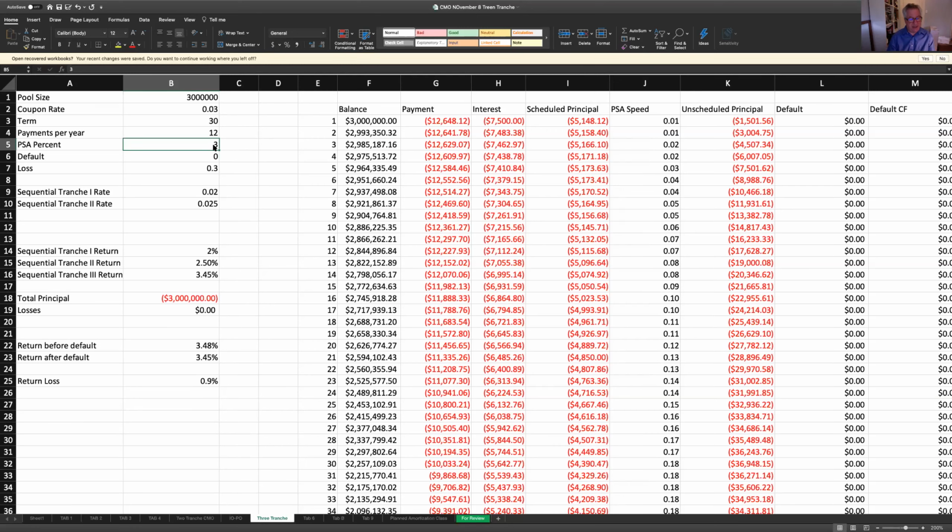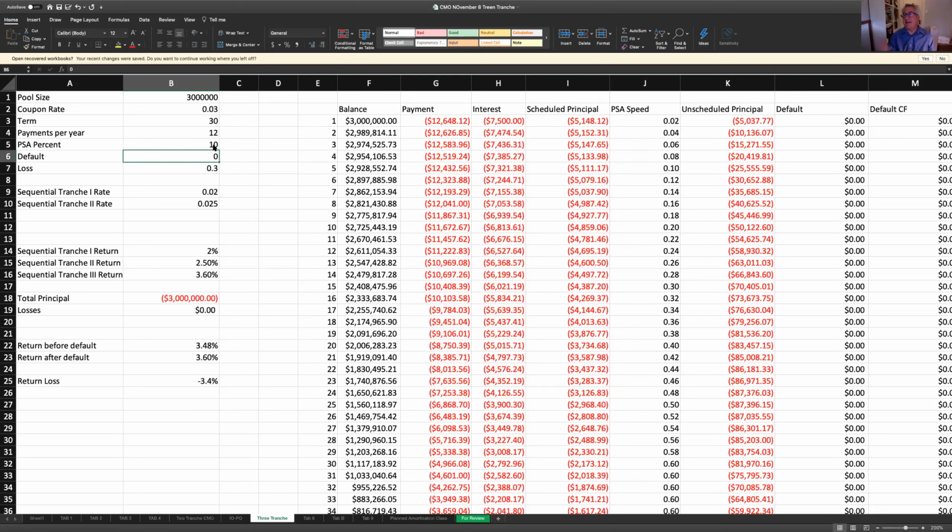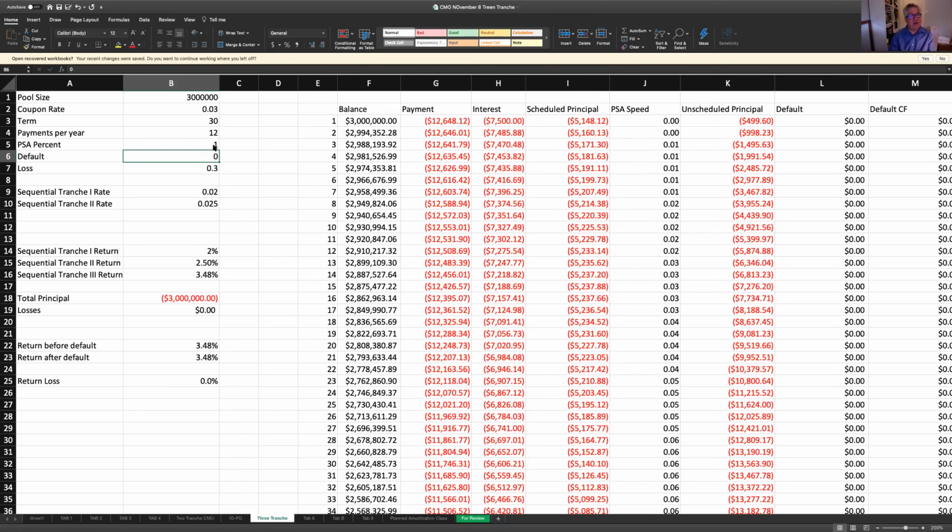But ultimately, this is like the IO strip point. If we do 10, the fact that they get their principal back faster is something that they like, and so their return goes up. So this is the sort of thing that you can play around with to find the impact of PSA percent. I'll put this back at 1 where it was before, default, etc., on each of the 3 tranches. And so that's a brief primer on sequential tranching CMO.